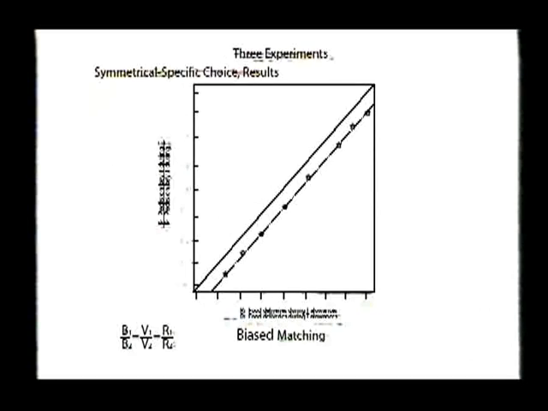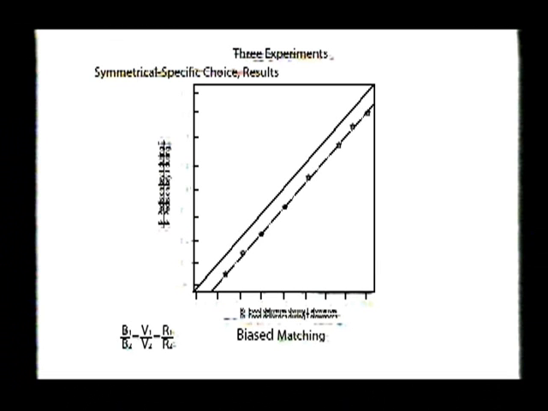The x-axis and the y-axis on this curve are exactly the same as they were before, except in this case, the x-axis is the food deliveries that the pigeon obtained from one hopper, divided by the food deliveries the pigeon obtained from the other hopper. And on the y-axis is the ratio of the time that the pigeon spent on one side divided by the time that the pigeon spent on the other side. The former result is called simple matching. This result is called biased matching.